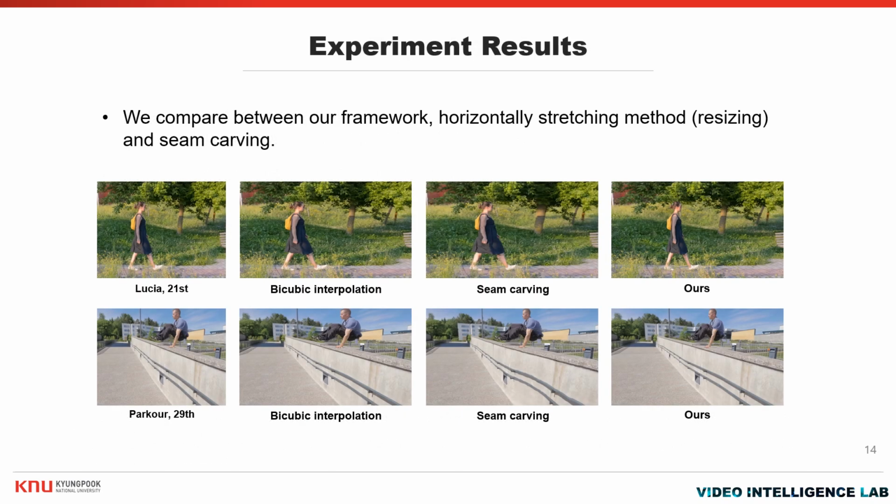In our experiment, we compare horizontally stretching methods, seam carving, and our framework. This figure shows the retargeted results from 4:3 to 16:9. In the figure of a woman approaching the bench, in interpolation and seam carving, the person is stretched horizontally and loses the original ratio information. On the other hand, our framework generates natural results while maintaining the proportion of the person.